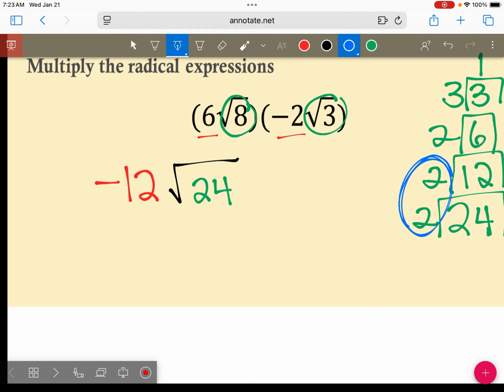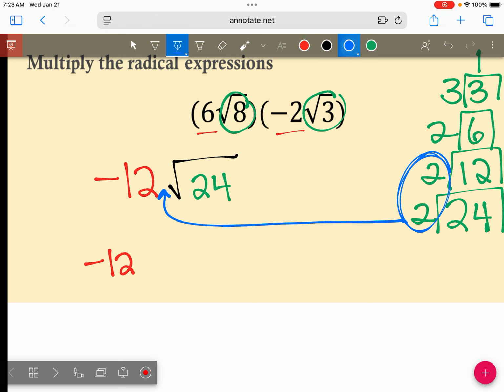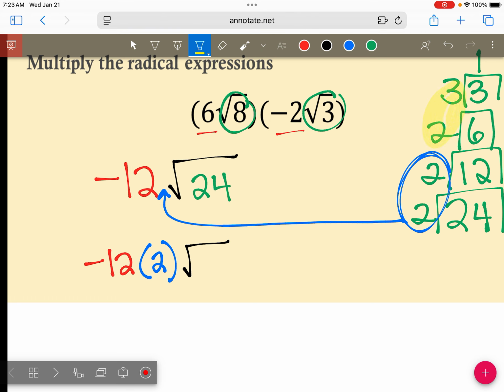So that set is going to come out in front of that negative 12. It comes right here. So we have a negative 12, and then we have times 2. And then under my radical, I have what didn't have a twin. What didn't have a twin was these two numbers, the 3 and the 2. So I'm going to leave both of those underneath, the 3 times 2 underneath.